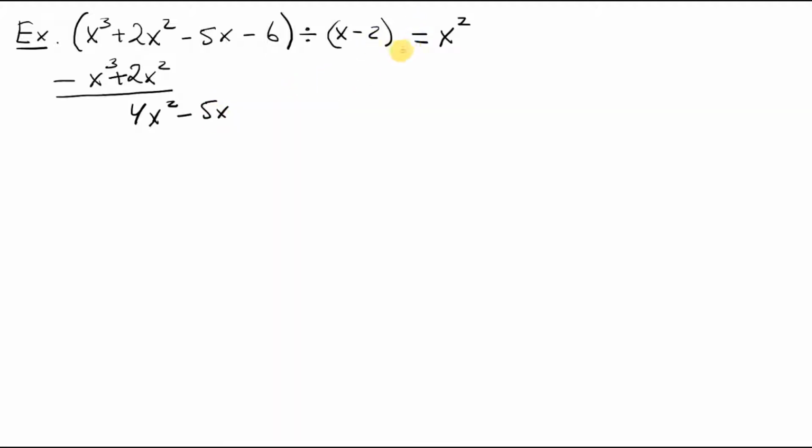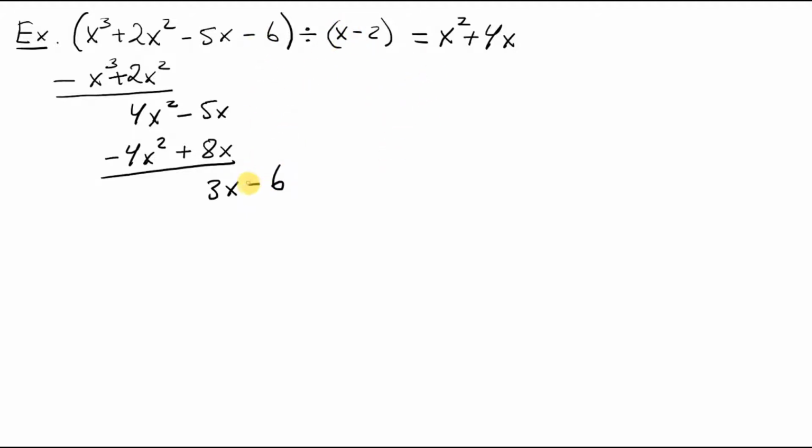Then we repeat. How many times does this go into this? We only look at the highest power of x here. We can put 4x, so 4x times x, that's 4x squared. And then 4x times minus 2, that's minus 8x. But we need to change sign, so this becomes plus, and this becomes minus. These cancel, and now this becomes 3x. And then we move down the 6.